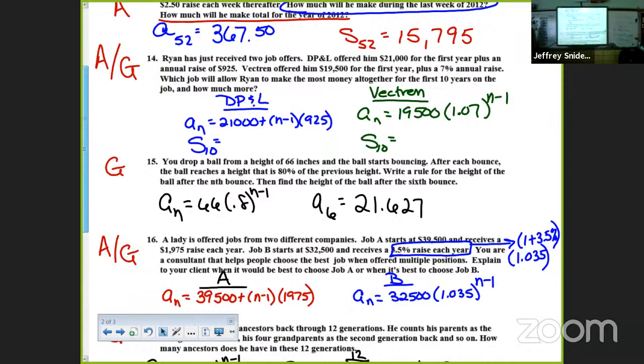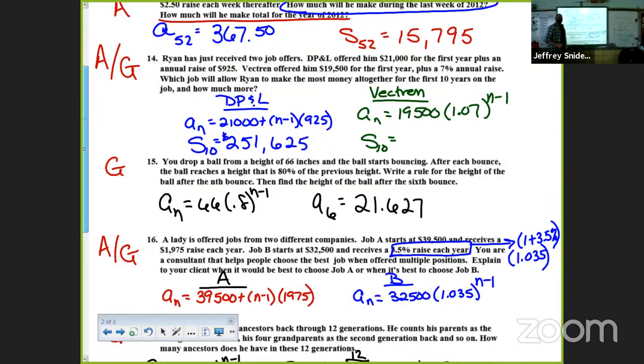So for DP&L, what is the total amount he would make at DP&L? Do you have that? No, I found A sub 10 instead of the sum. Okay. Yeah, so that's why this one's different. If it just said which job allows Ryan to make the most during his 10th year, then that would be an A sub 10 problem. So, Owen, what do you have for DP&L? 251,6. Okay. So in 10 years' time, that's what he would make at DP&L.